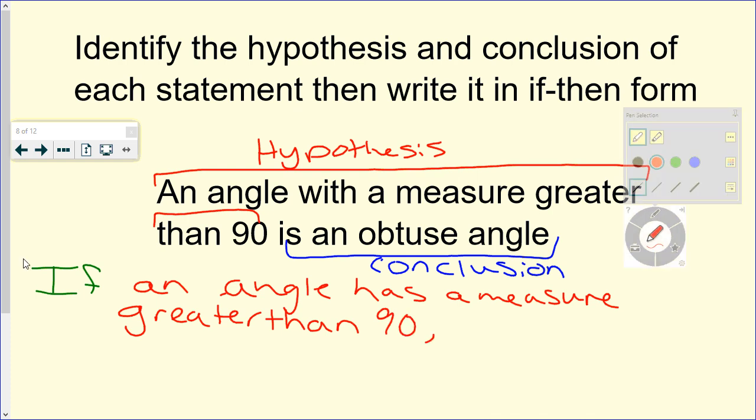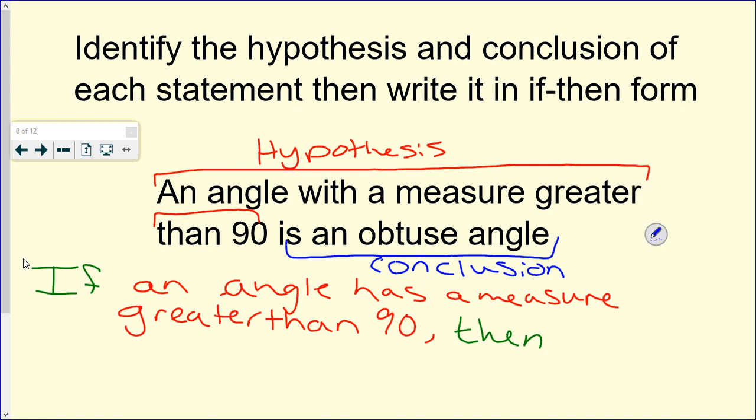What's the other keyword in our conditional form? Then. Now we can put our conclusion, the result. If an angle has a measure greater than 90, then what's our result? It's an obtuse angle. Shad, can you please sit up so we're not sleeping? Thank you. Then it is an obtuse angle.